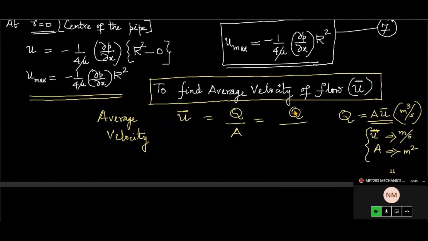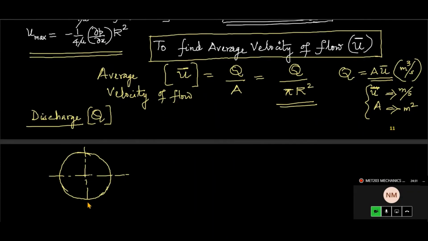The area of the pipe, it's a circular one, so it is pi R square, or pi by 4 D square, with capital D. Here I want to write in terms of radius, so Q by pi R square. This is the expression for the average velocity. We have to get an expression for discharge and substitute it over here in order to get the average velocity of flow through the pipe. So we will start that now.